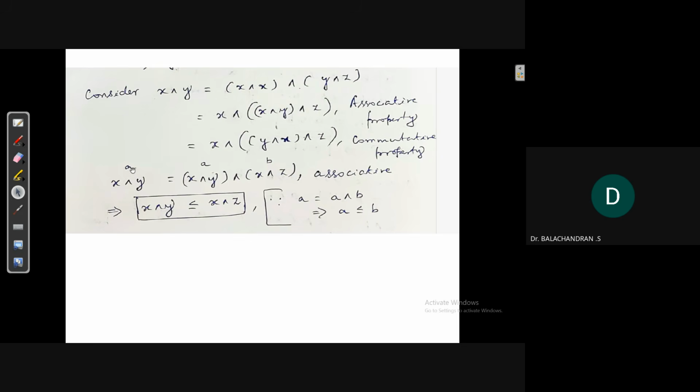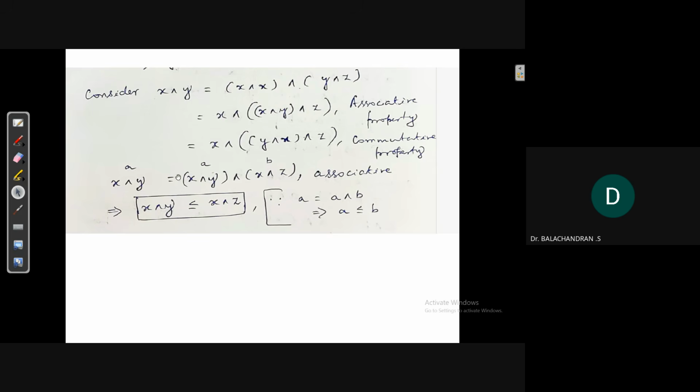So what do you have here? a equal to a and b. So when it is and, I already told you the smallest one will come. So here, a and b equal to a means a is the smallest one, b is the biggest one. So from this we have by previous theorem, a less than or equal to what? b. a is the smallest one, b is the biggest one.